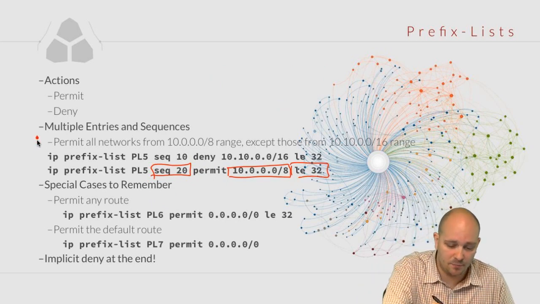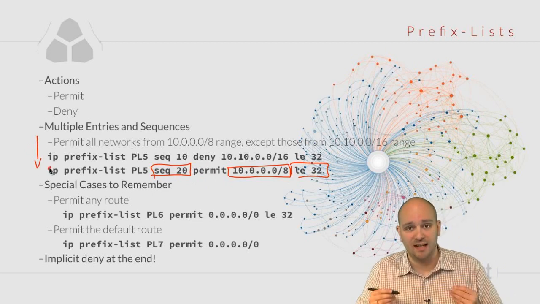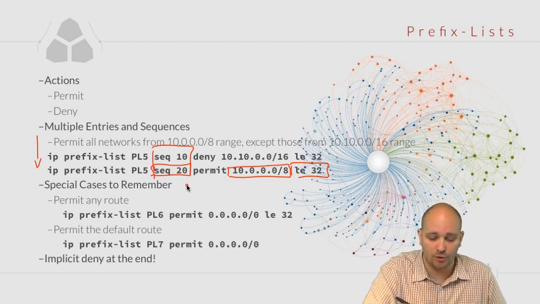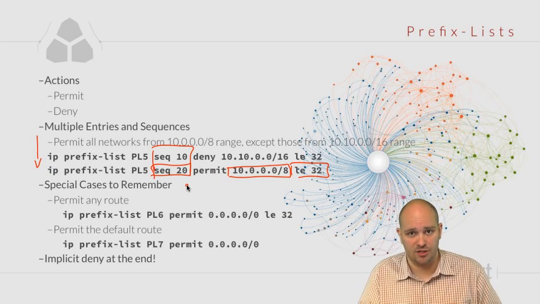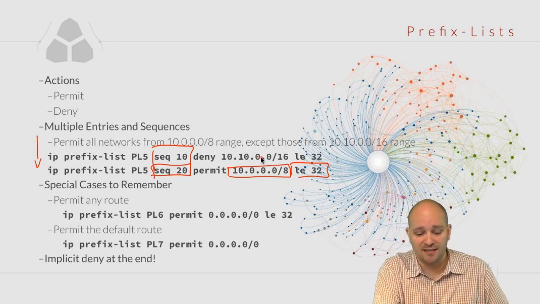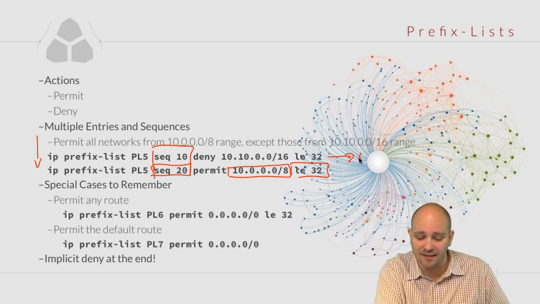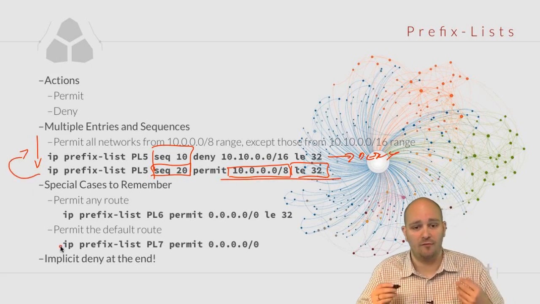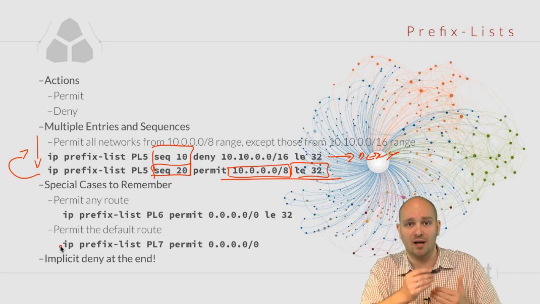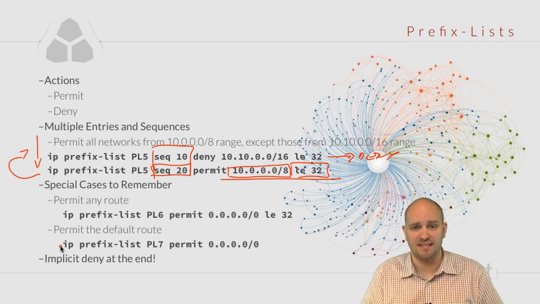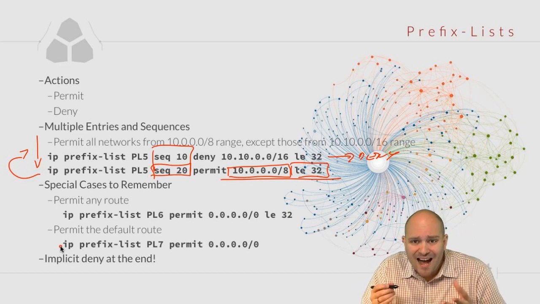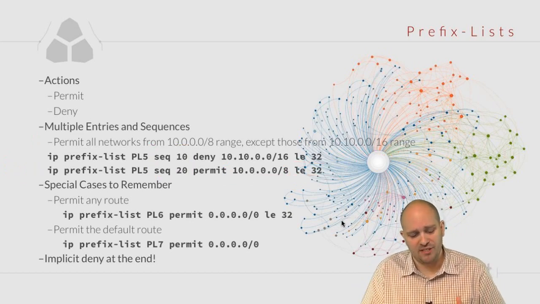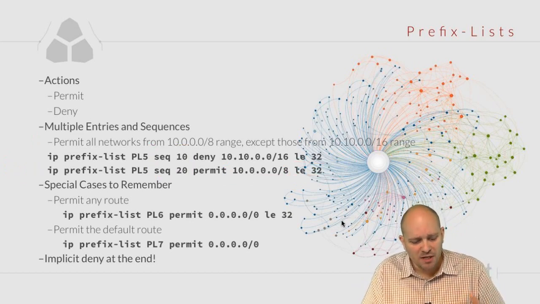But keep in mind that prefix lists are processed sequentially according to the sequence numbers there. So if we had 10.10, it would have been denied at this point, so it is not going to be permitted by this entry. It's very important not to forget this, and that you might write this prefix list in the wrong order. Another example that I want to give you are special cases.